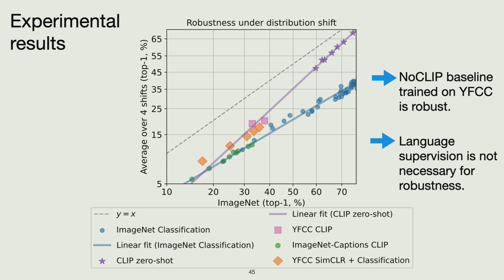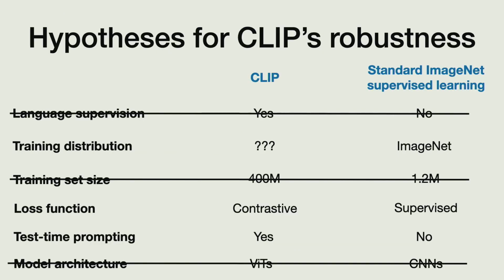Good, okay, so let's go back to our hypotheses. So we can rule out language supervision. The last two that were left were loss function and test time prompting. And those are less interesting, so we'll just quickly go over them because we're also kind of running out of time.